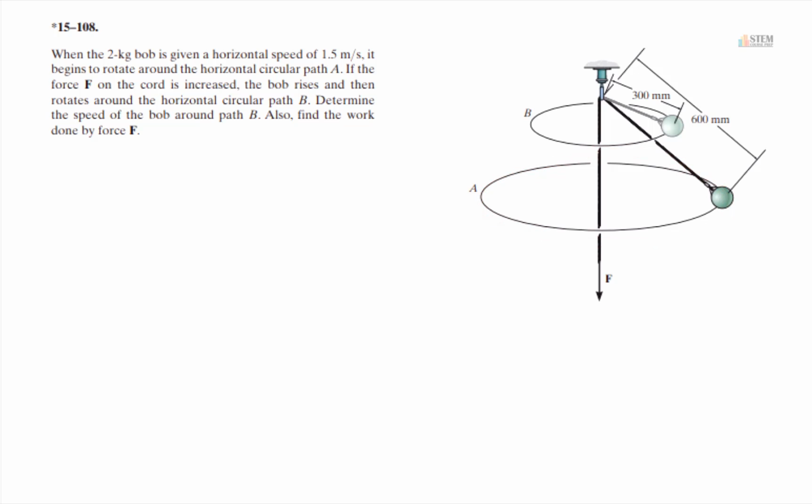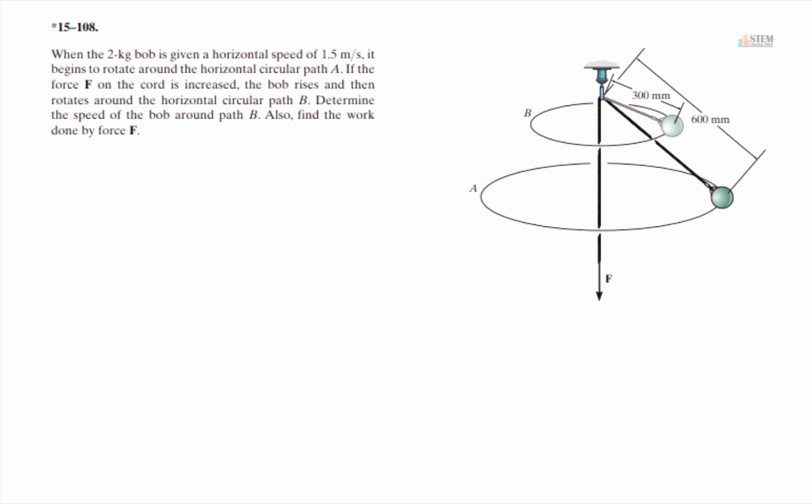And it says if the force F on the cord is increased, the bob rises and then rotates about the horizontal circular path B. We want to find the speed of the bob around path B, and then we also want to find the work done by the force. So basically, we're going to pull this cord this way, which causes the little mass to rise up, and then eventually it's going to stop and circle around in this horizontal path.